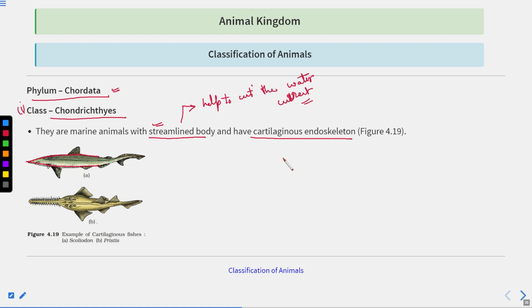They have a cartilaginous endoskeleton. Their endoskeleton is made up of cartilage, not bone, and that is why they are famously known as cartilaginous fishes.